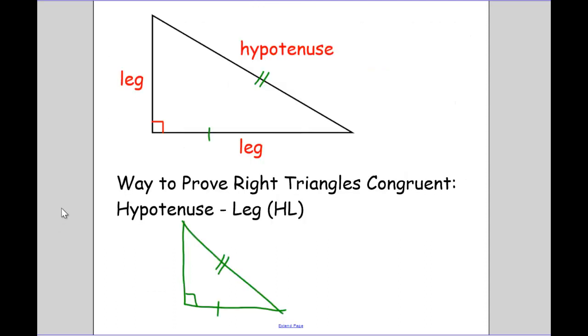Okay, the other way is hypotenuse-leg. So in a right triangle, the hypotenuse is the longest side, and it's the side that is opposite of the right angle. The other two sides are called legs. They are not necessarily congruent. But if in a right triangle, so down below here, I have one leg congruent to another leg, and the hypotenuse congruent, and this is only in a right triangle, then our triangles are congruent by hypotenuse-leg.